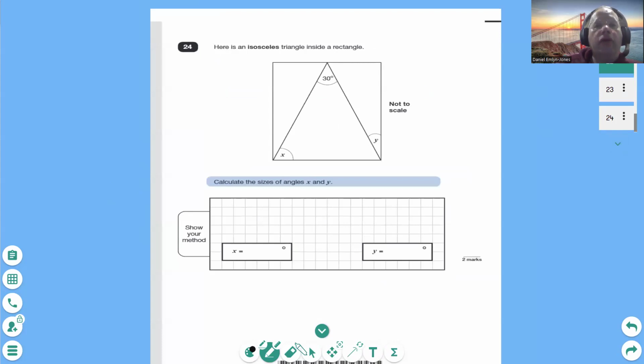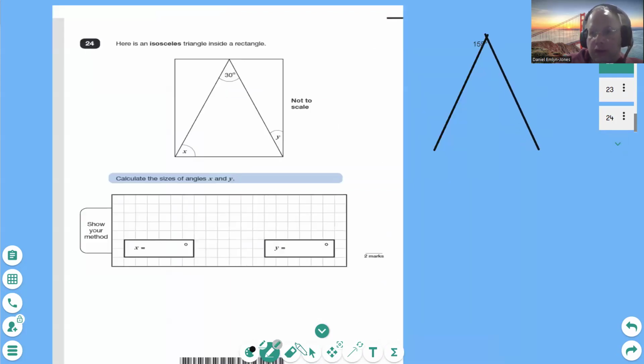Okay, here is an isosceles triangle inside a rectangle. Now, what do you know about isosceles triangles? Well, you should know that an isosceles triangle has 2 sides that are the same and 2 angles that are the same. We'll call them x and x, shall we? But the other one's different. Calculate the sizes of angles x and y.